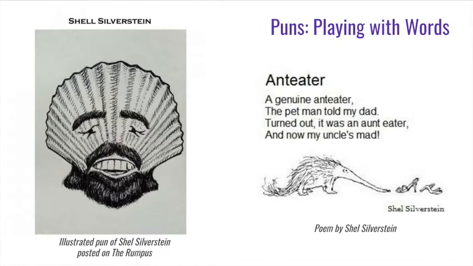So we'll look at this poem, Anteater. A genuine anteater, the pet man told my dad. Turned out it was an anteater, and now my uncle's mad. So we're playing off of this sound of an ant versus an aunt. Same word. I have an Aunt Nina. Other people would call her Aunt Nina. So my pronunciation would potentially protect her from any anteater, but if it were an anteater, she'd be in trouble.